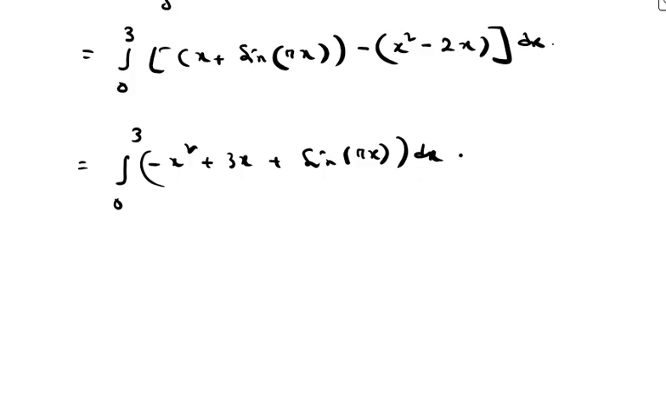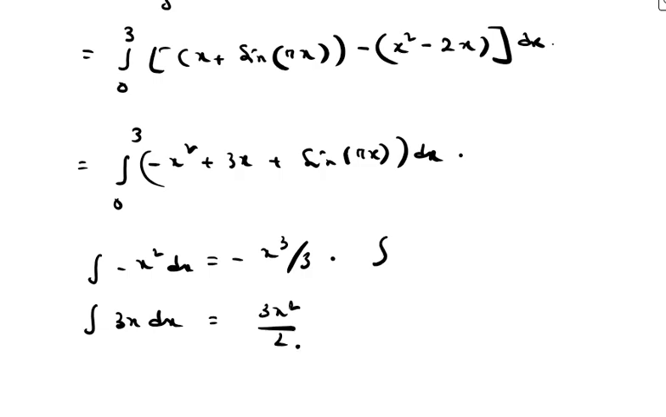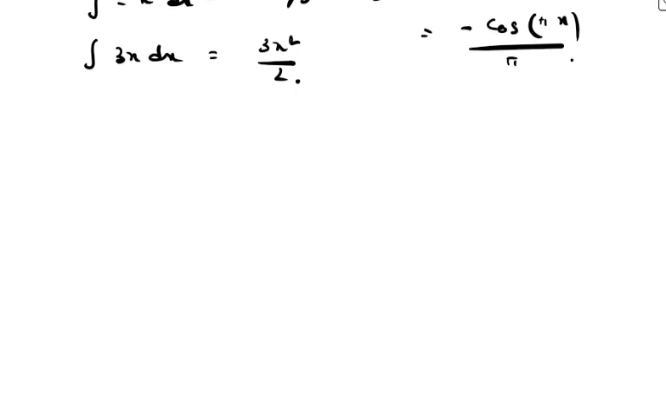Now integrate term by term. So the integral of −x² dx is equal to what? Minus x³/3. The integral of 3x dx is equal to what? 3x²/2. The integral of sin(πx) dx is equal to what? Minus cos(πx)/π. And so the antiderivative is equal to −x³/3 + 3x²/2 − cos(πx)/π. Now evaluate from 0 to 3.